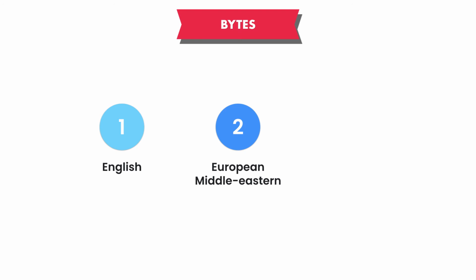Also, all these types support international characters. English letters use 1 byte, European and Middle Eastern languages use 2 bytes, and Asian languages like Chinese and Japanese use 3 bytes. So if the type of a column is char of 10, MySQL will reserve 30 bytes for the values in that column.